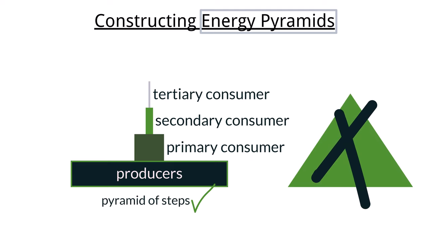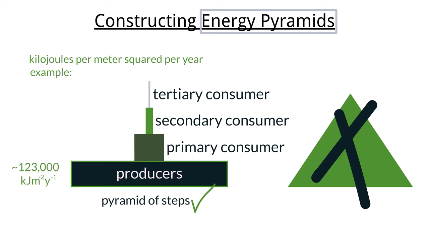The measurements for energy are usually calculated in kilojoules per meter squared per year. So we can say here as an example that the producers in this ecosystem contain about 123,000 kilojoules per meter squared per year of energy. The primary consumers contain around 12,400 kilojoules per meter squared per year of energy.